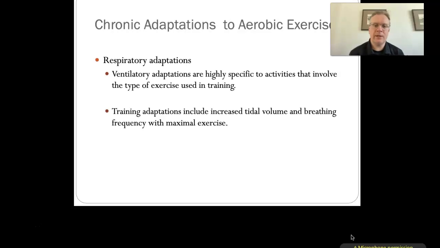So training adaptations include increased overall tidal volume of breathing and breathing frequency with maximal exercise. So how much oxygen we're getting in, and then the overall frequency, like we talked about, seeing lower, more efficient breathing, right? And getting more volume of air in at lower intensities.